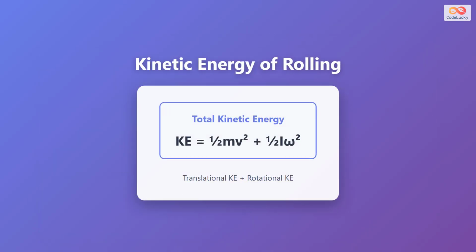The total kinetic energy of a rolling object has two parts. The formula is KE = 1/2 mv² + 1/2 Iω². The first term, 1/2 mv², represents the translational kinetic energy from the linear motion. The second term, 1/2 Iω², represents the rotational kinetic energy from the spinning motion. Both must be considered to find the total energy.